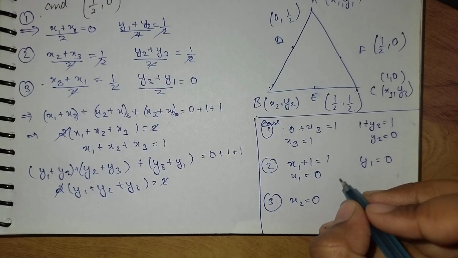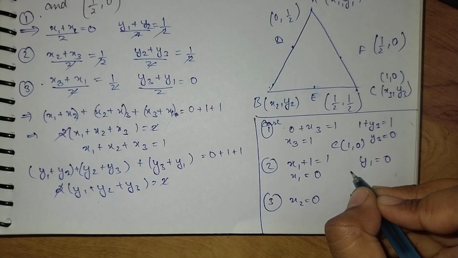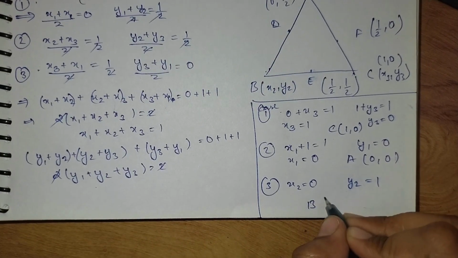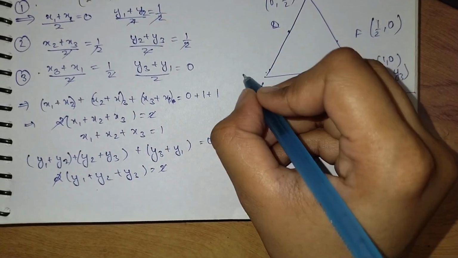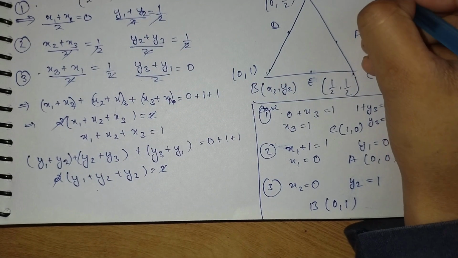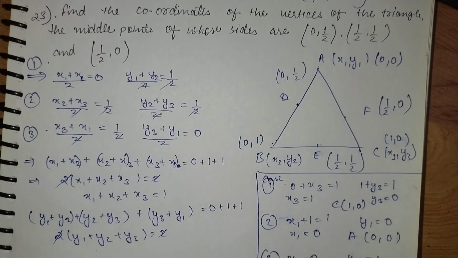So from there the coordinates of C are 1 comma 0, the coordinates of A are 0 comma 0, and the coordinates of B are 0 comma 1. So this is the final solution of question number 23.